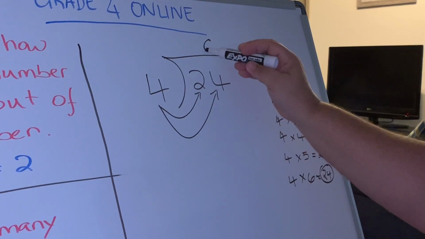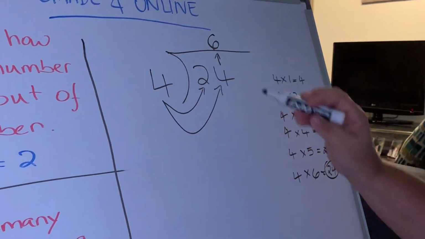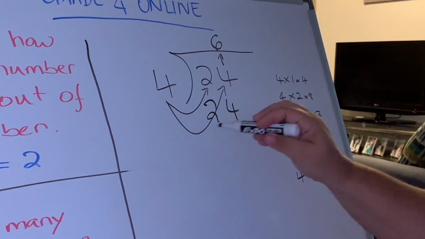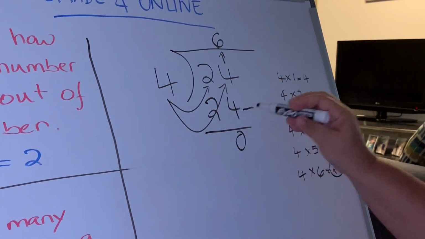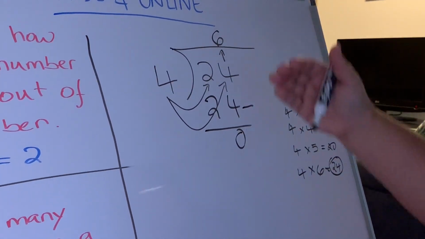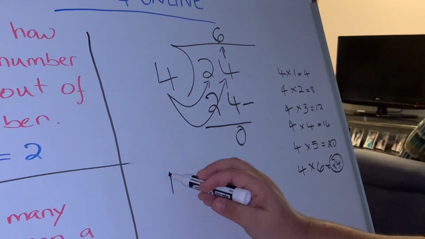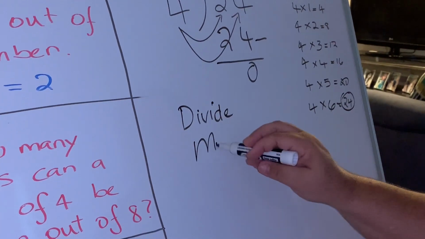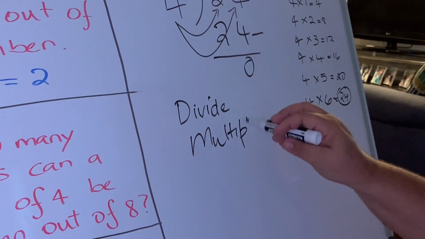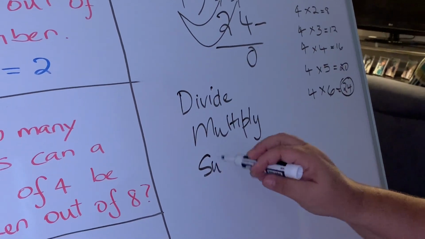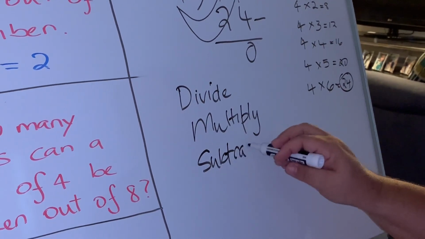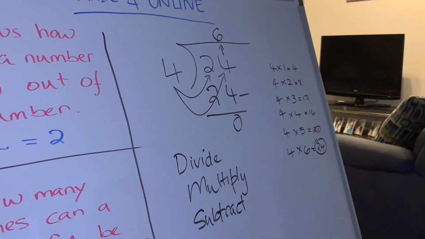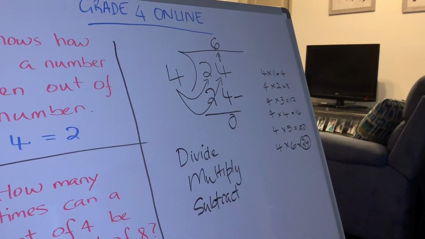The answer has to be written on top of the 4. 6 times 4 equals 24. There is no remainder when we subtract it. So in long division, we divide, we multiply, and then we subtract. We have to do all the steps, and when the numbers become more complicated, you're going to understand why that's very important.